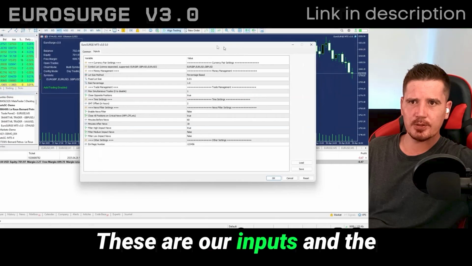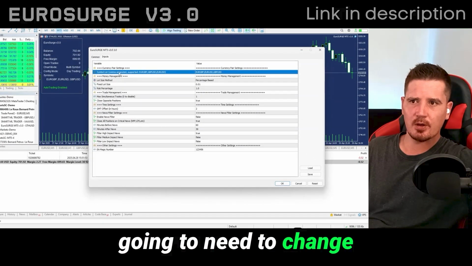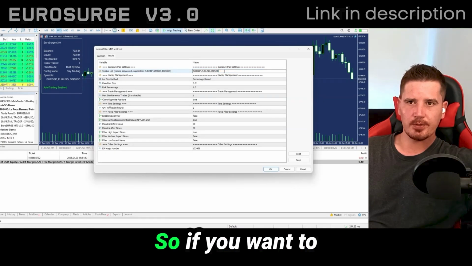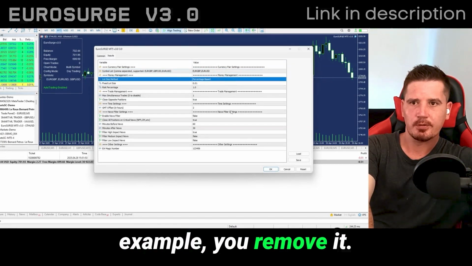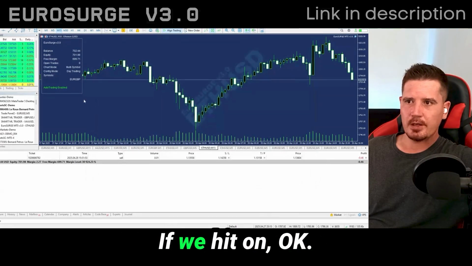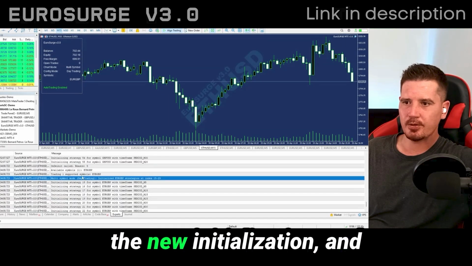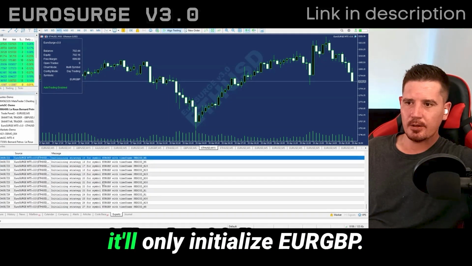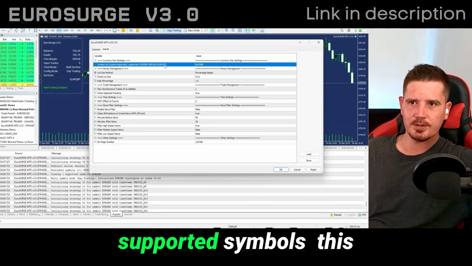These are our inputs. And the only things that you're really going to need to change are your currency pairs. So if you want to remove GBPUSD, for example, you'll remove it. If you want to remove EURUSD, you'll remove it. If we hit OK, it's only going to have Euro Pound trading. This is the new initialization, and it'll only initialize Euro Pound. These are currently the only supported symbols.